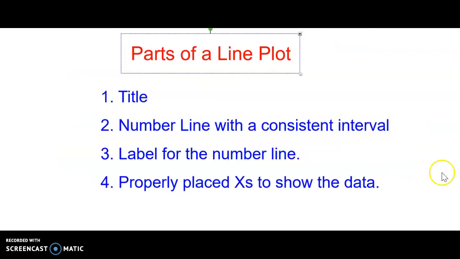Okay, so let's talk about the important part of today's lesson: the parts of a line plot. Some of this is going to sound really familiar. Number 1, a line plot needs to have a title. Number 2, a line plot needs to have a number line, and it's just a horizontal one. It's kind of like the x-axis, but we don't call it the x-axis. It's just a number line with a consistent interval, which means you have to decide what you are counting by, and then you have to do that the entire way down the number line. Then you need a label for your number line. So what do those numbers stand for? And then you need to properly place your X's to show your data.